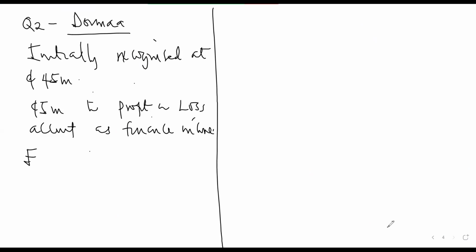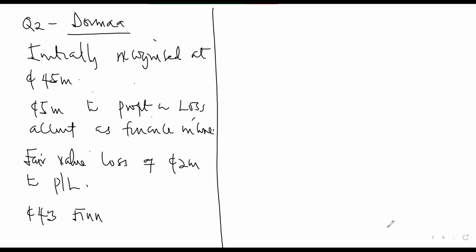The fair value loss of 2 million will be taken to P&L. And at the end of the year, the value of the instrument will now be 43 million, which is the new value. Financial assets under current assets, because it can be sold within a short period. So current assets.